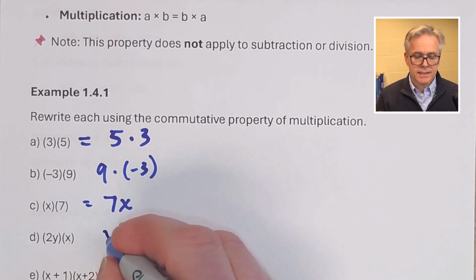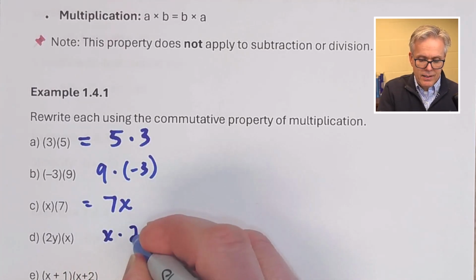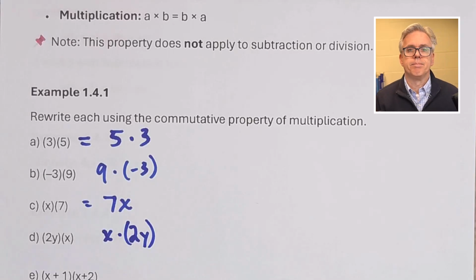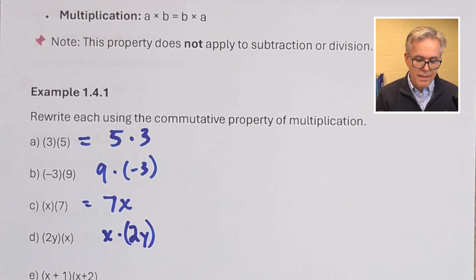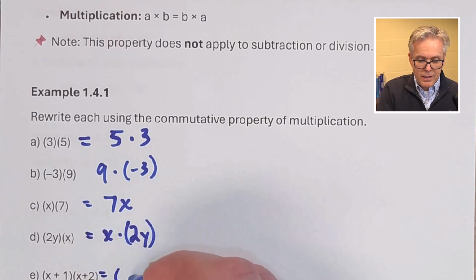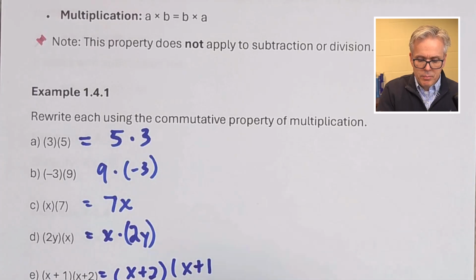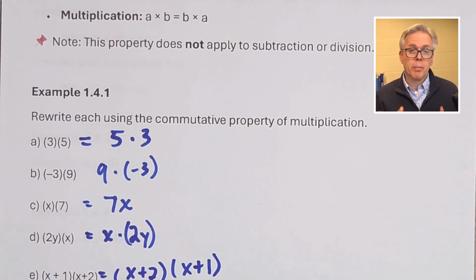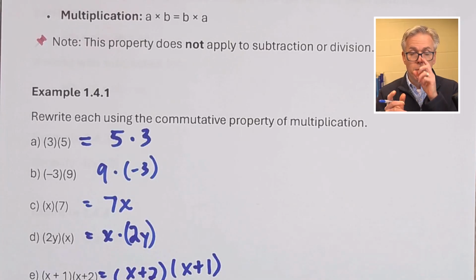2y times x is the same as x times 2y. And then x plus 1 times the quantity x plus 2 is the same thing as x plus 2 times x plus 1. So our commutative property of multiplication still holds even if what's being multiplied are binomials, two terms.